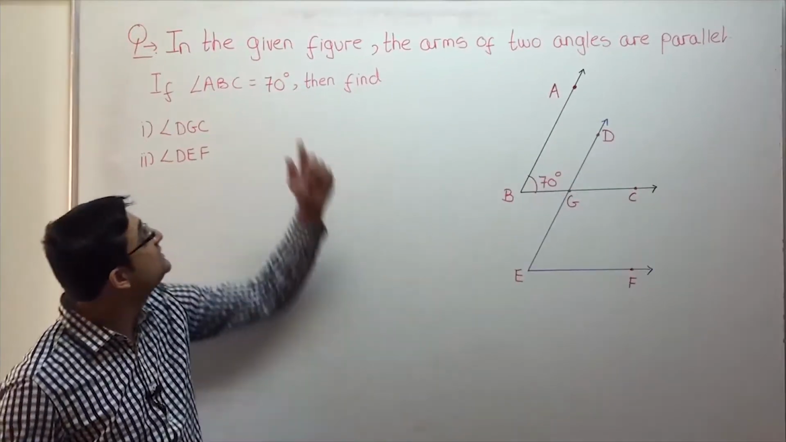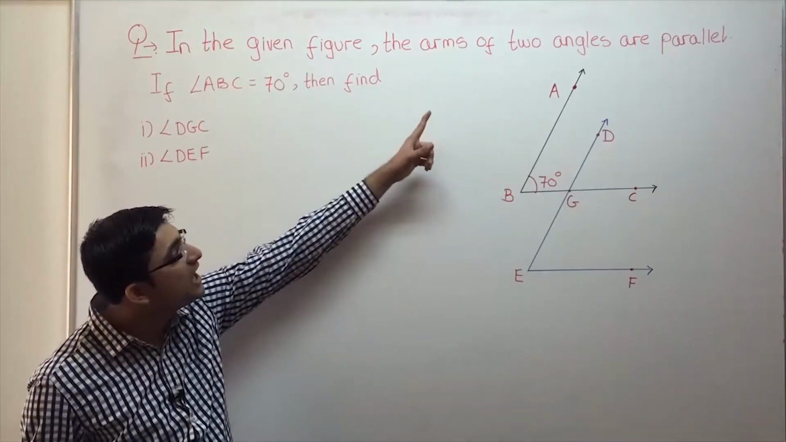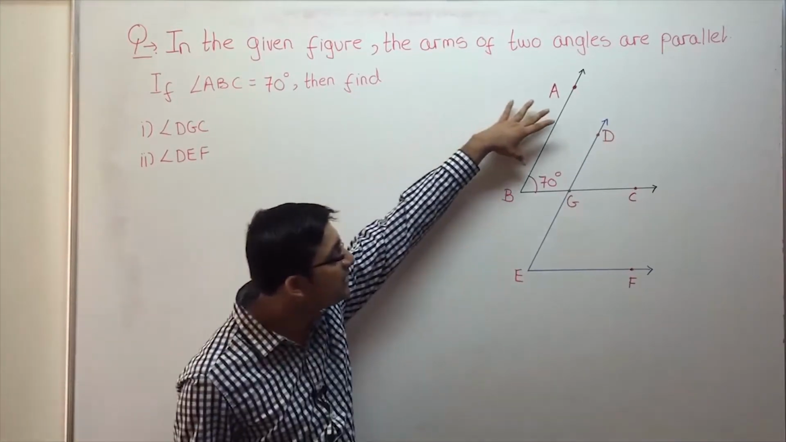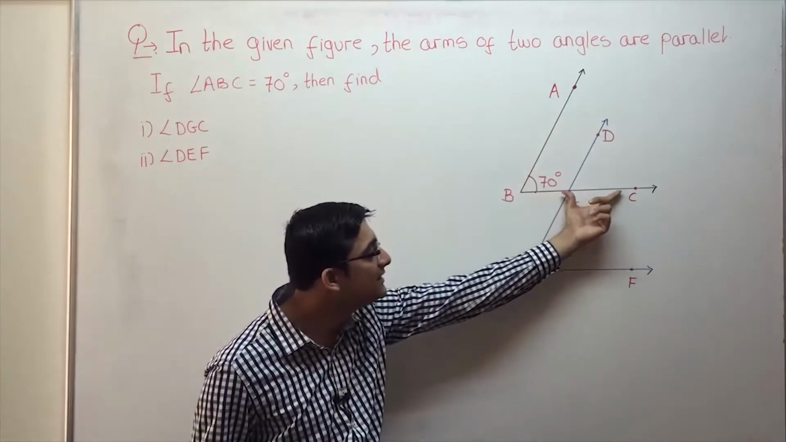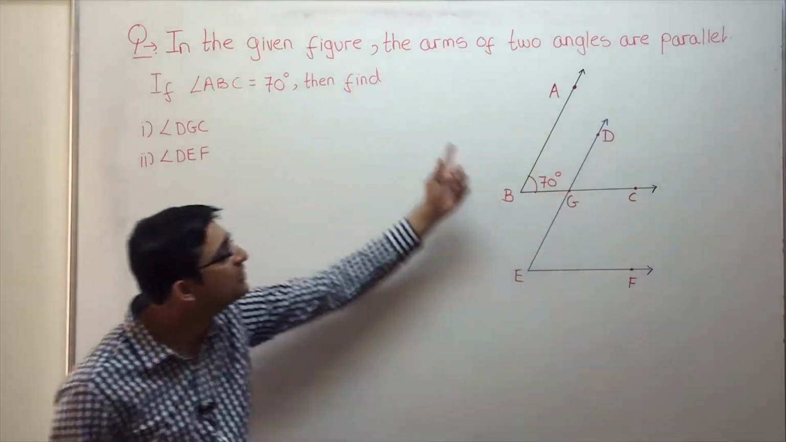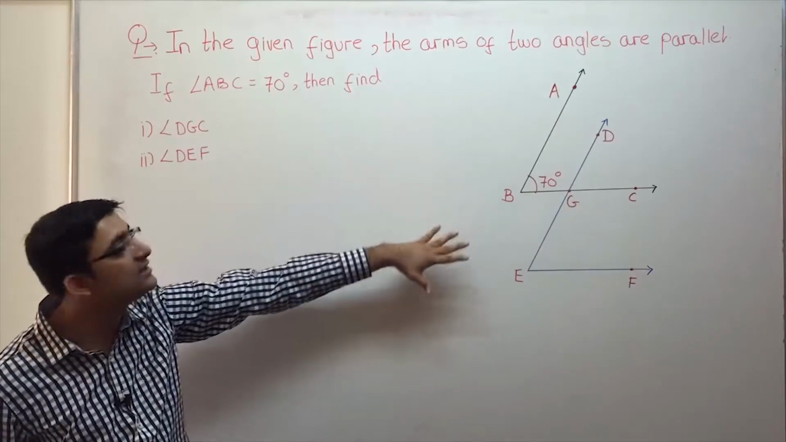So let's read the question. In the given figure, the arms of the two angles are parallel. So each angle has two arms. This arm is parallel to this arm and this arm is parallel to this arm. So the arms of the two angles are parallel.